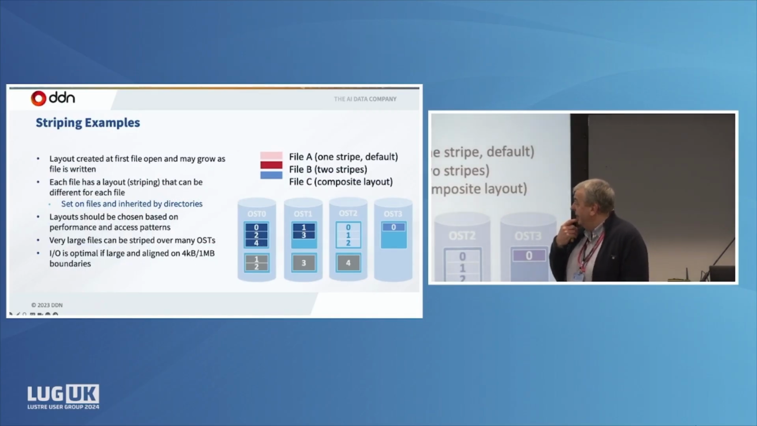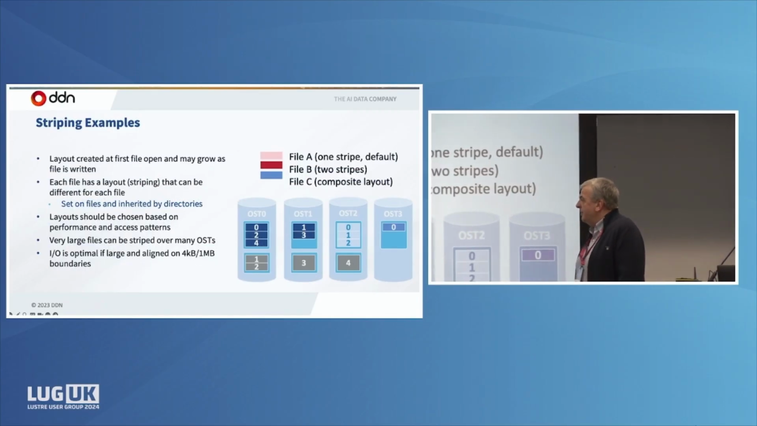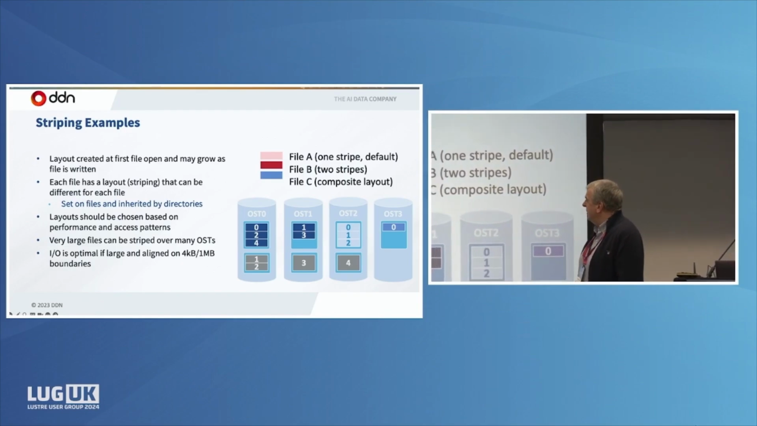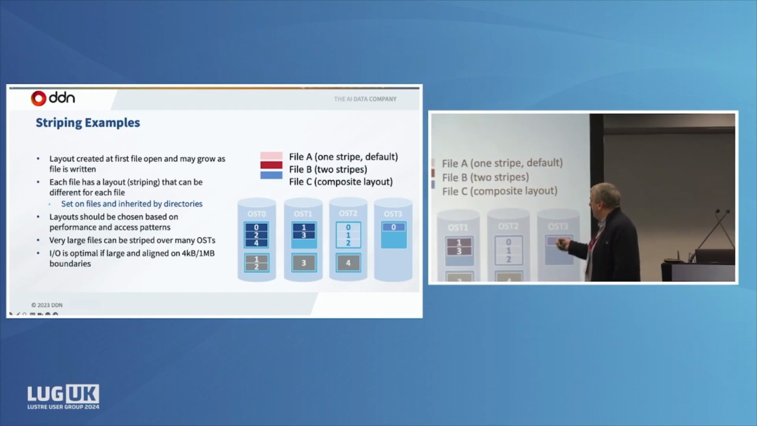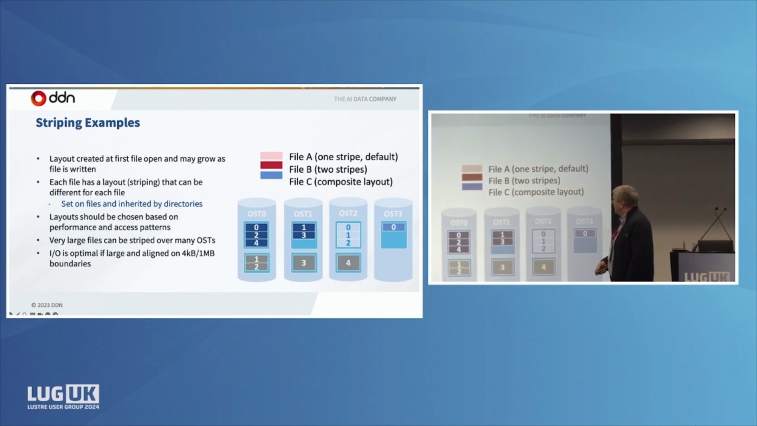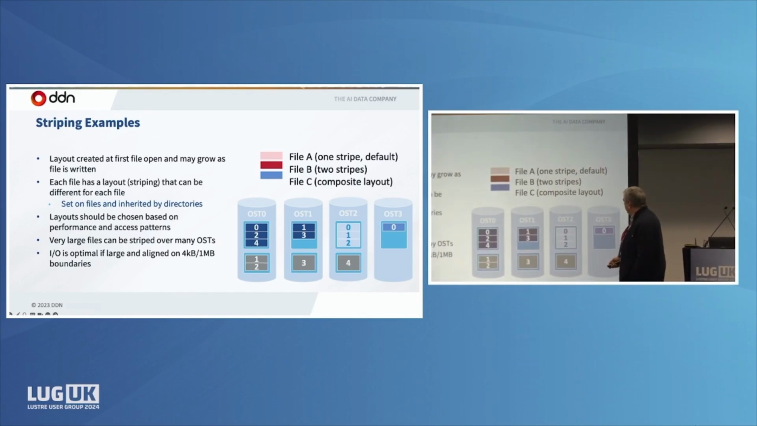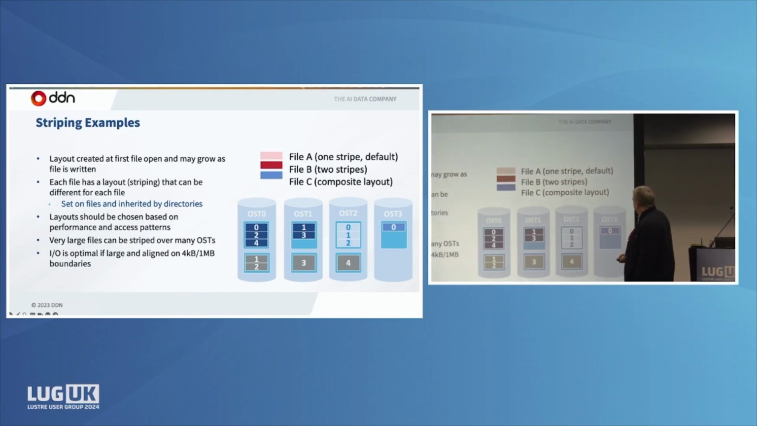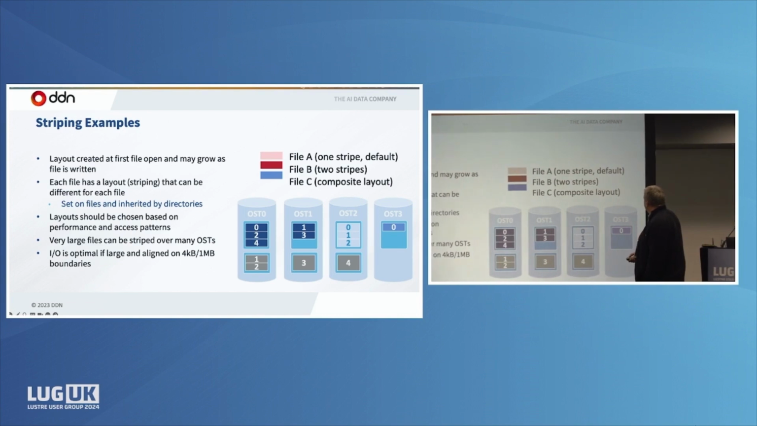So we mentioned before, let's have a look at graphically what we talk about in terms of file striping. So we have a series of OSTs over here, 1, 2, 3, and 4, for example. And these colors aren't great. These colors are actually completely disastrously wrong.